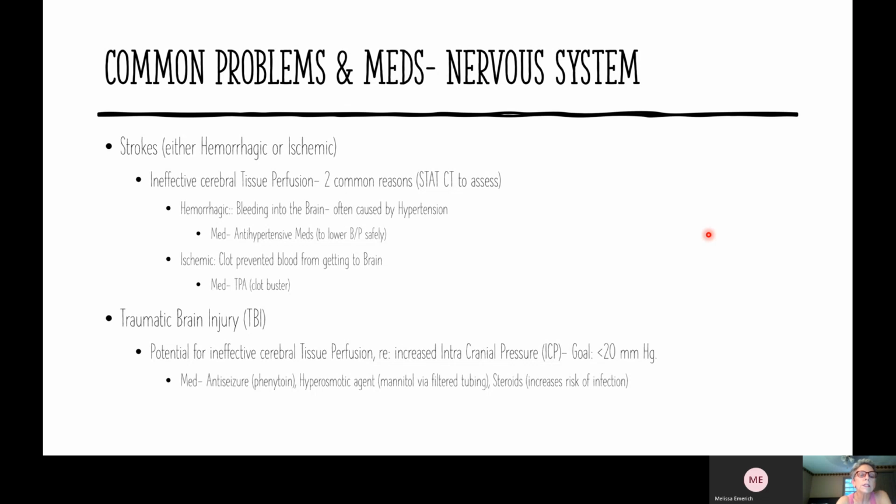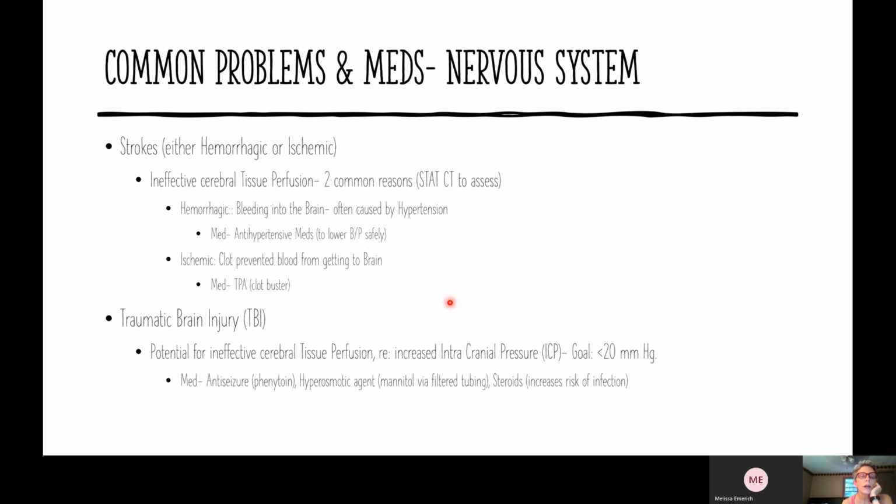And then from the ischemic perspective, if a clot has prevented the blood from getting to the brain, you're typically going to have a TPA, or clot buster, given that would hopefully break up the clot and allow blood flow to get to the brain again. Interestingly enough, about 80% of strokes are ischemic in nature, and 20% are hemorrhagic.